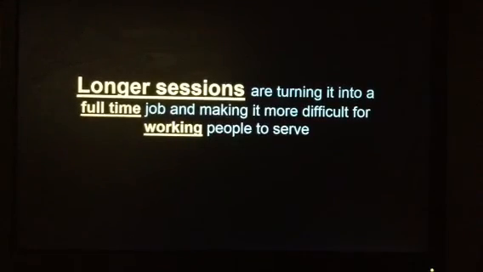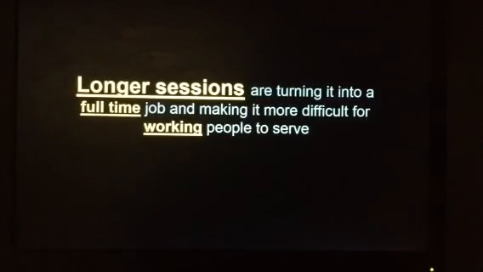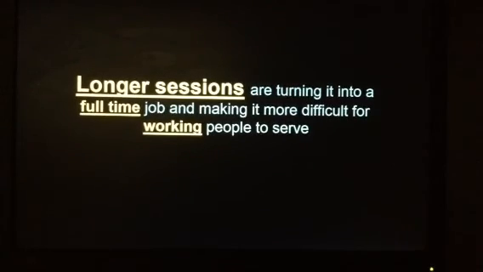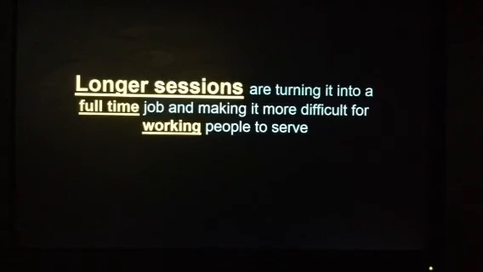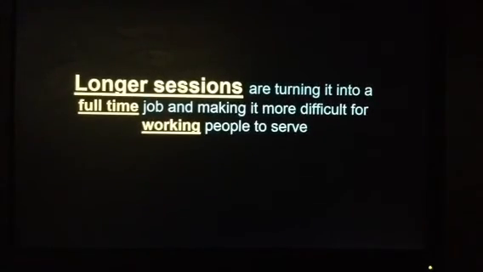Concerns? Longer sessions are turning this into a full-time job, making it more and more difficult for working people to serve in the General Assembly. Think about it. You're basically making $14,000 a year. That's nothing. Even with your monthly per diem, that's still nothing to support a family, much less yourself. How are you going to support a family?